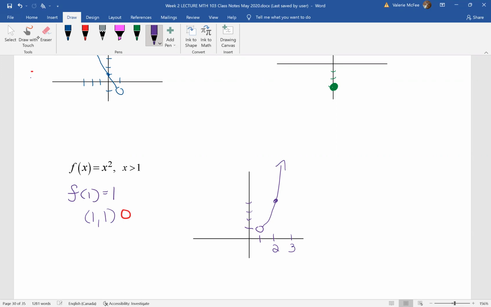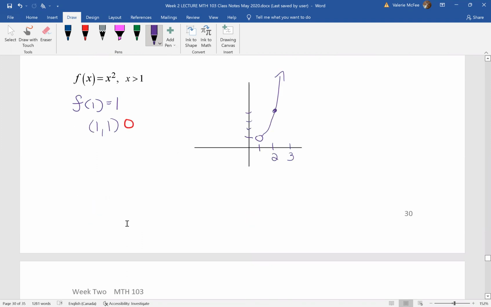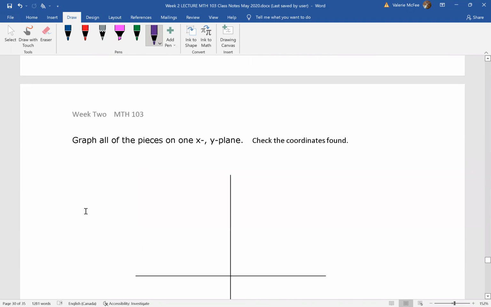So we have these 3 pieces that need to be put onto one graph. So why don't you take those now and put them all together on one XY plane.